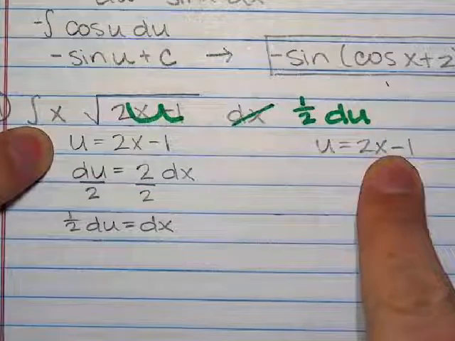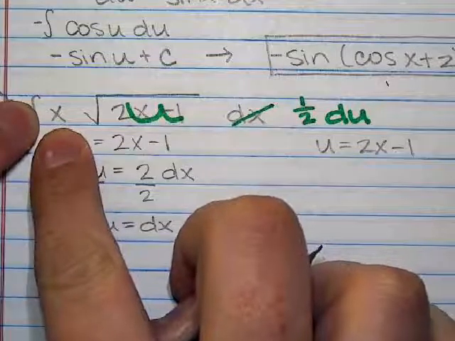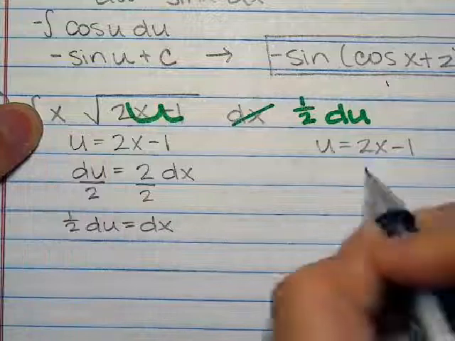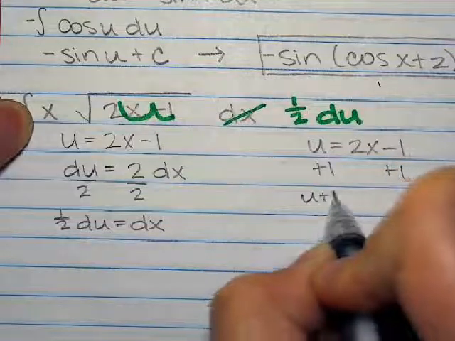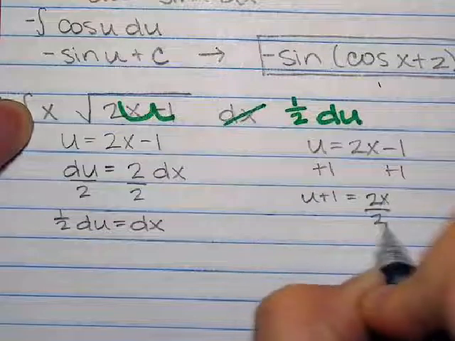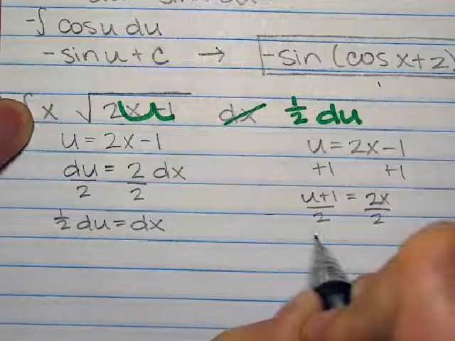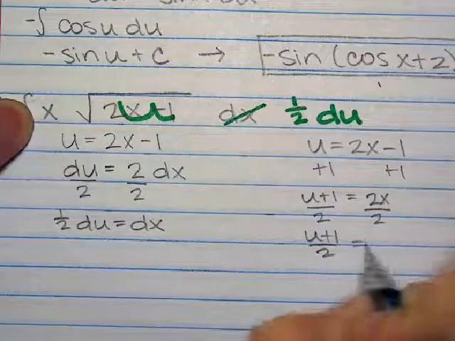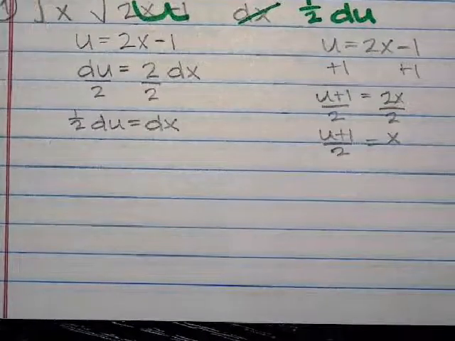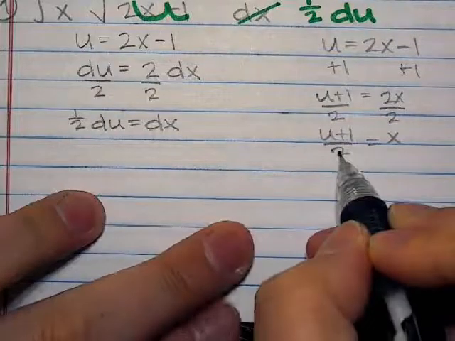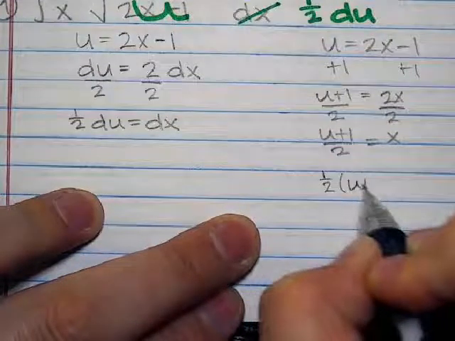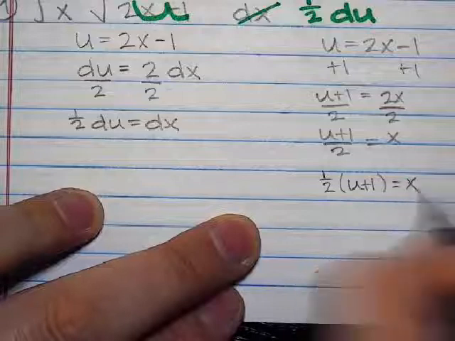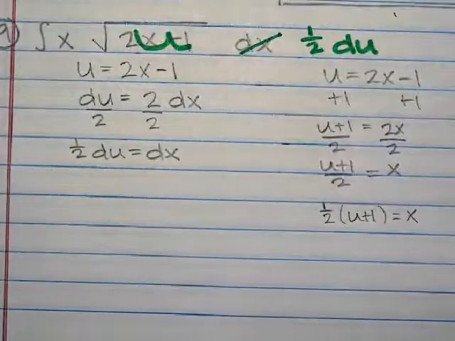Okay. So we got u plus 1 over 2 equals x. Okay, now I'm going to blow your mind a little bit more. I'm going to pull the divide by 2 in front. I'm going to call this 1/2 u plus 1. Are you okay with that? Okay. So we're going to take the x out, and we're going to call that 1/2 u plus 1. Are you guys okay with that?